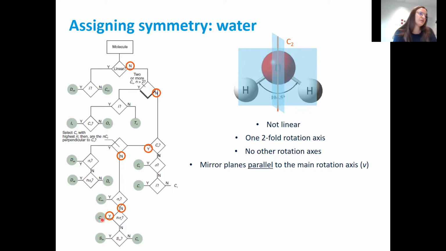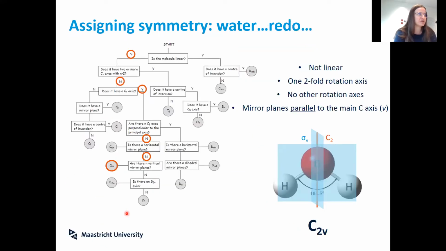This leads us to this, so you have sigma v prime. Since you're here, this is Cnv, and you must assign the n. If you tell me Cnv, it's not a point group. So you need to give it the right n. Your highest order axis is an axis of order 2. So this is C2v, and that's the point group of water.